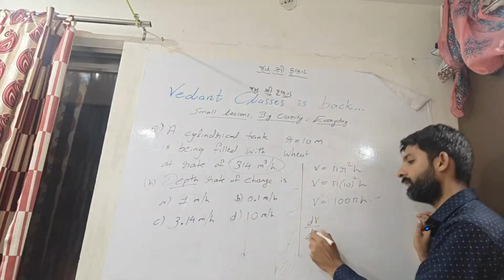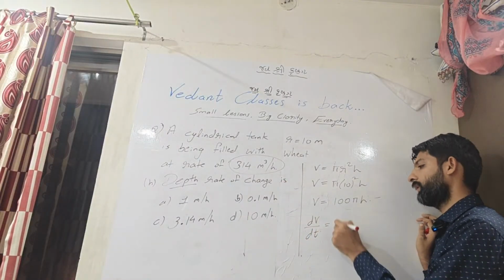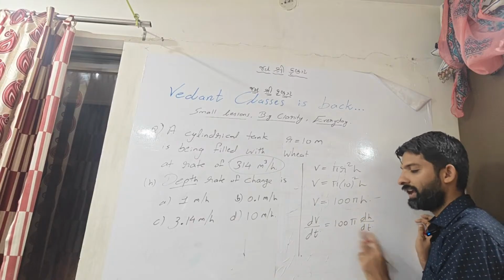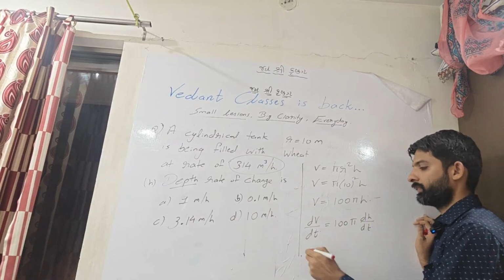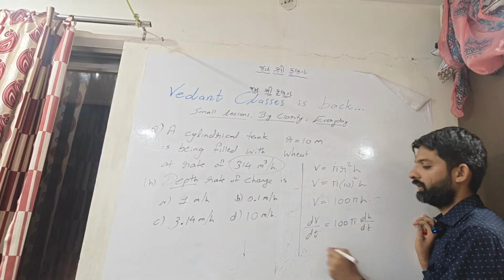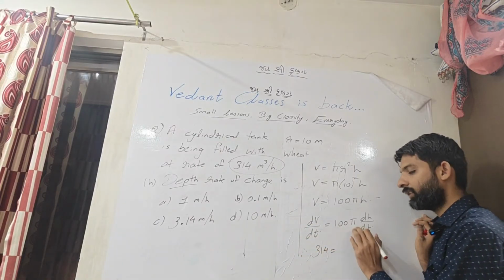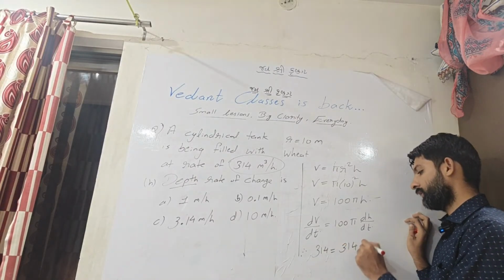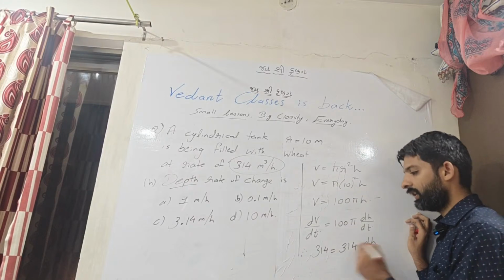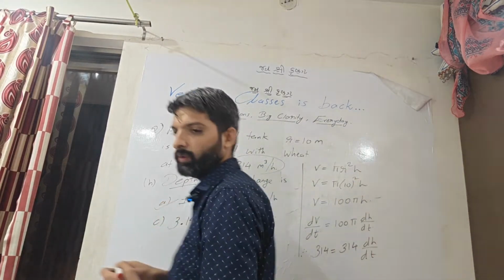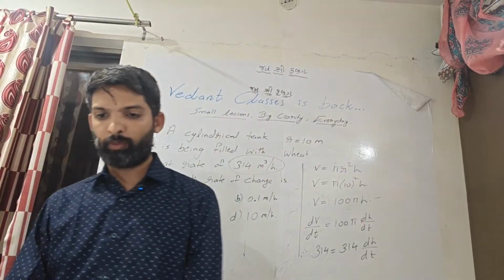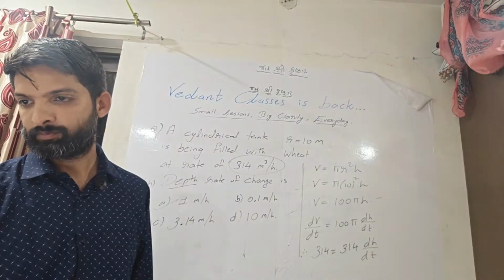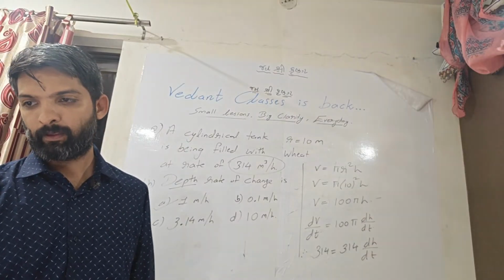So dV by dt, where t is time, equals 100 pi into dh by dt. Here time is in hours, this is not height. So dV by dt is given as 314. If I take the value of pi as 3.14, then it will be 314 dh by dt. So the value of dh by dt will be 1. So I hope it's clear. Any doubt you can ask?